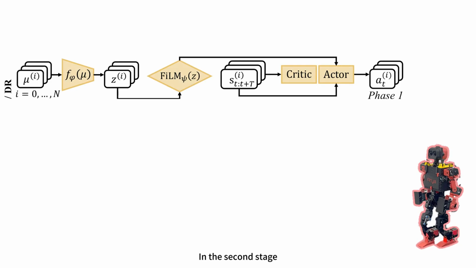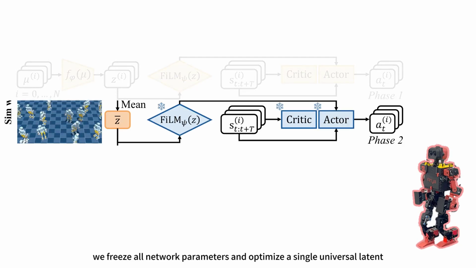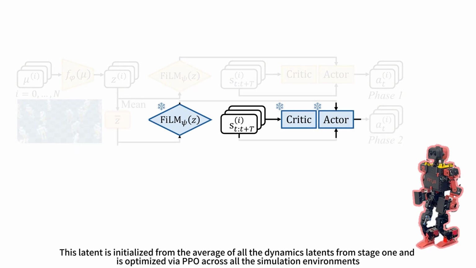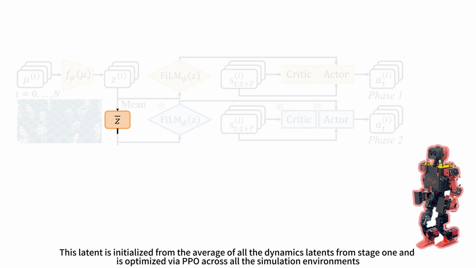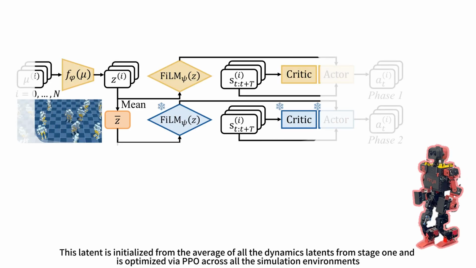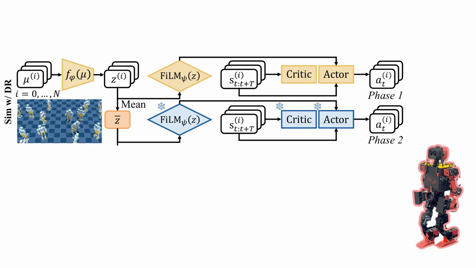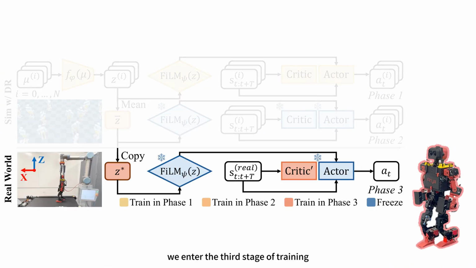In the second stage, we freeze all network parameters and optimize a single universal latent. This latent is initialized from the average of all the dynamics latents from stage 1 and is optimized via PPO across all the simulation environments. With this universal latent, we enter the third stage of training.